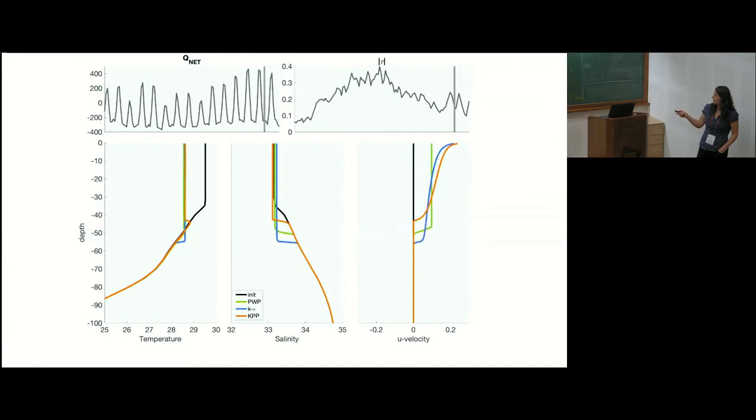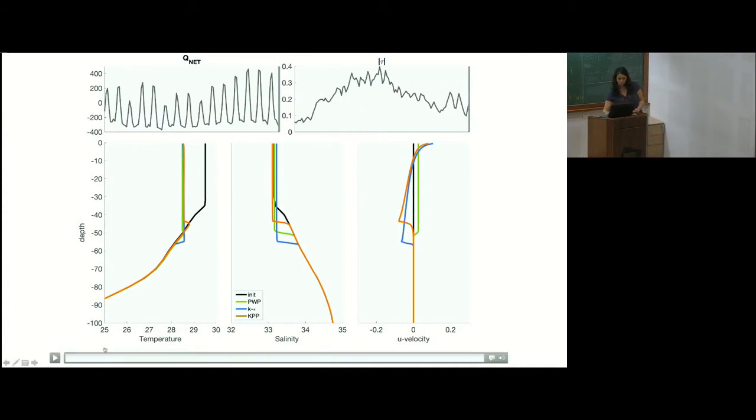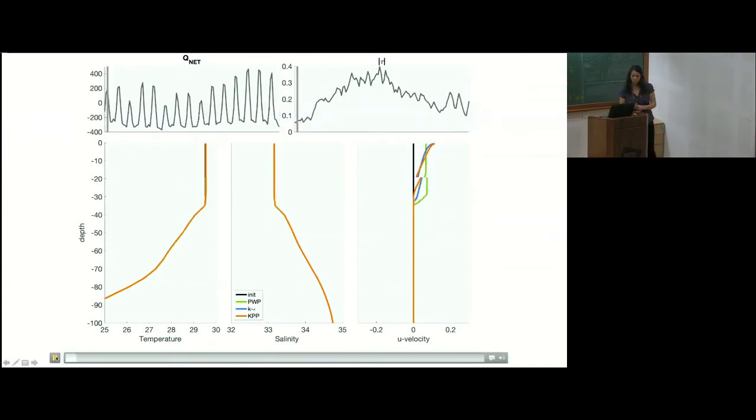You'll notice that the PWP, which is in green, has momentum that is homogeneous throughout the mixed layer, but for KPP and K epsilon, you end up getting enhanced shear, both at the base and at the surface. Let's play that again. This is about 2 weeks.